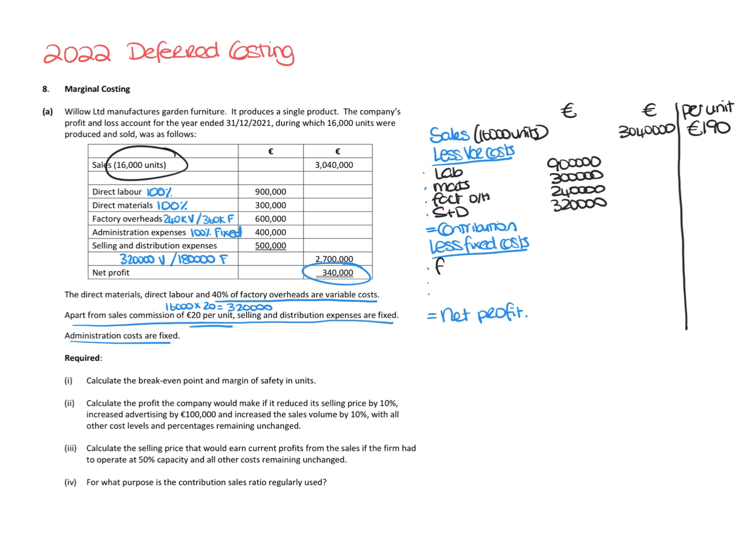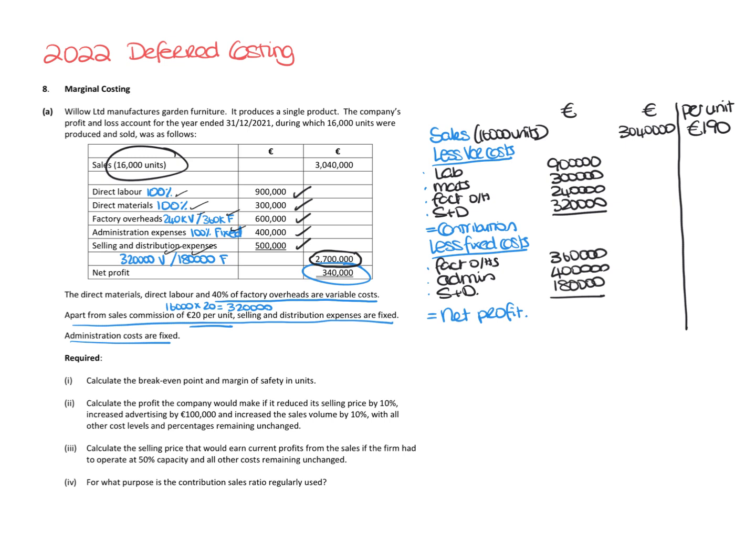And now my fixed costs. My factory overheads, 360,000. My admin, 400,000 is fixed. And then my selling and distribution, 180,000 of that was fixed. I put in one too many zeros there. That's very easy to happen, so make sure you don't make that mistake. So we just took all of our figures from here. All of the costs altogether will still add up to 2.7 million, but we just split them up into the different fixed and variable elements.